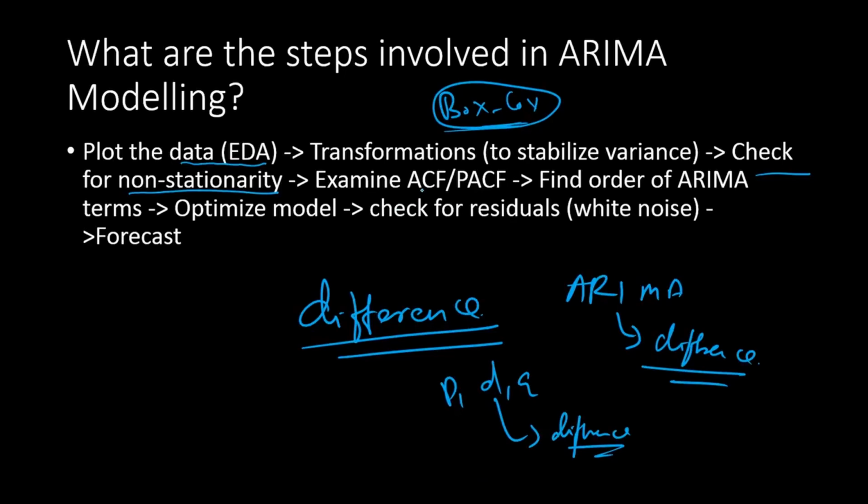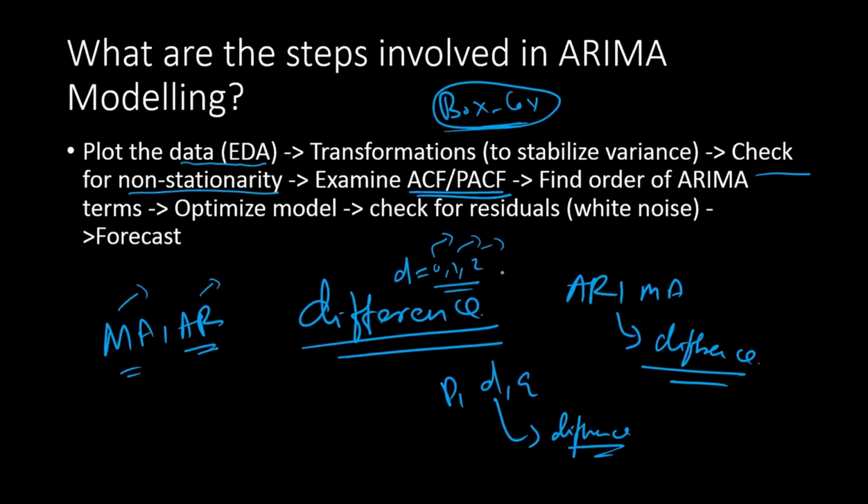Then you check the ACF and PACF, and find out the order of the MA and AR terms. Once you're sure about how many differences are needed, you're sure about the D term, whether it is 0, 1, or 2. If it is stationary, then of course it is going to be 0. If it is non-stationary, it's going to be 1, 2, or 3. And then there will be certain AR and MA terms.